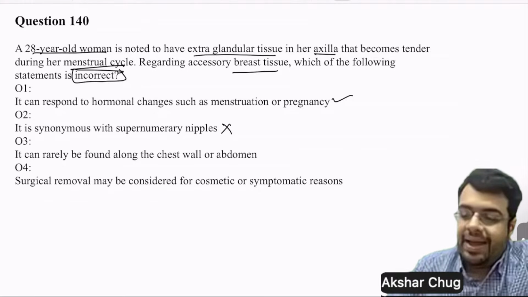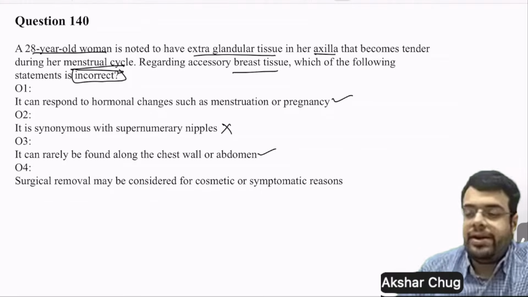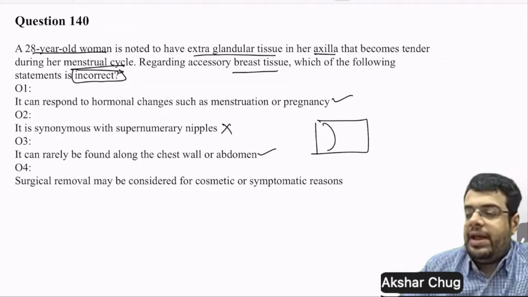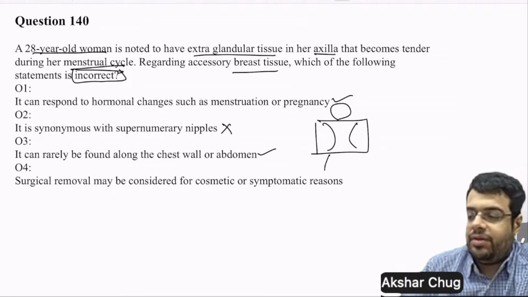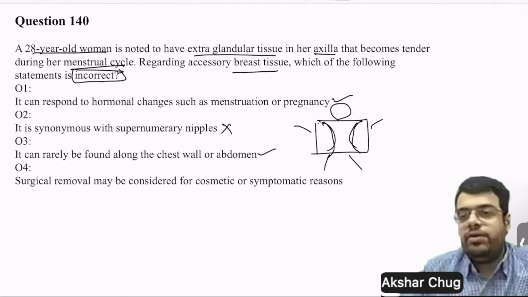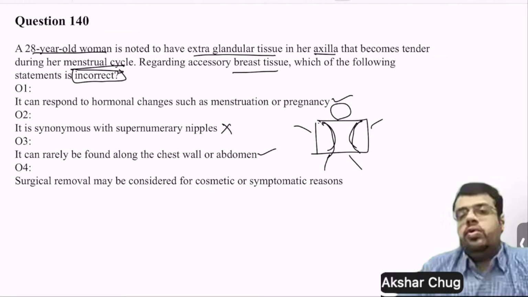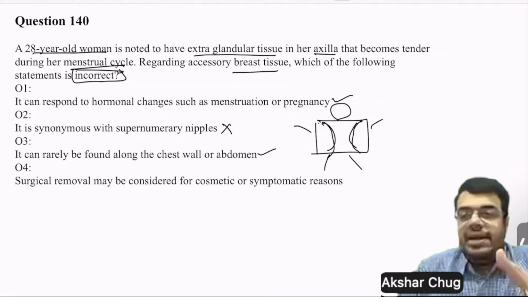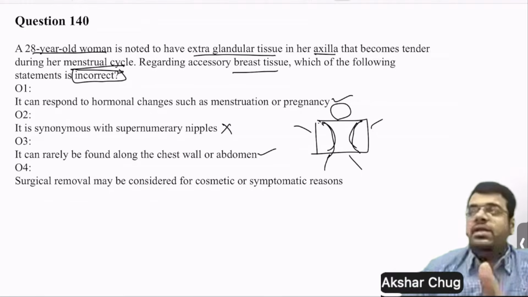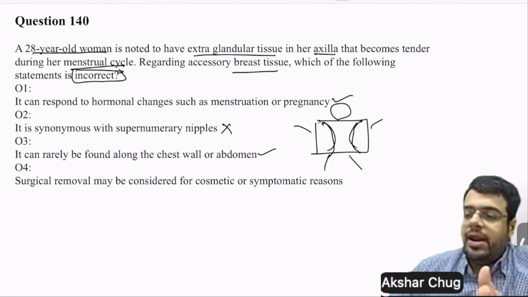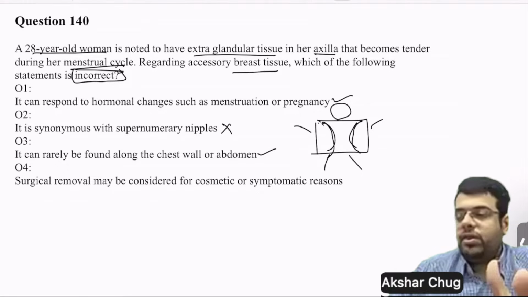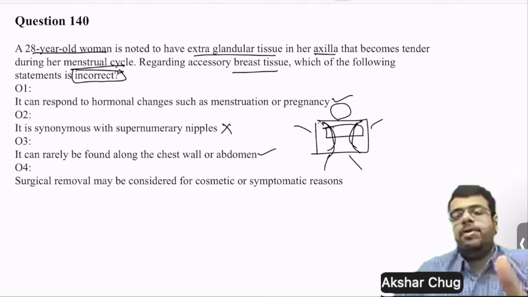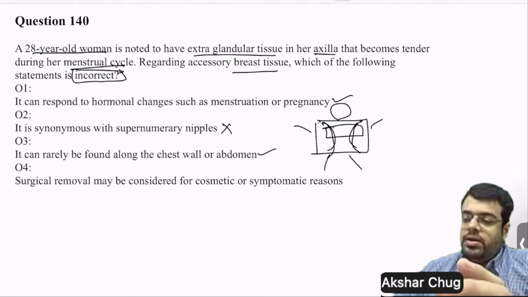It can rarely be found along the chest wall or abdomen. This is again correct. Actually, in the body there is a milk line which extends from the axilla. So basically, this is the thorax of the person, and the milk line extends from the axilla to the inguinal region. Along the milk line, there is usually development of mammary tissue and nipples. In lower mammals, such as cats and dogs, there are multiple mammary glands and nipples. But in humans, only the chest region will produce a pair of mammary glands, so the other mammary glands will regress.